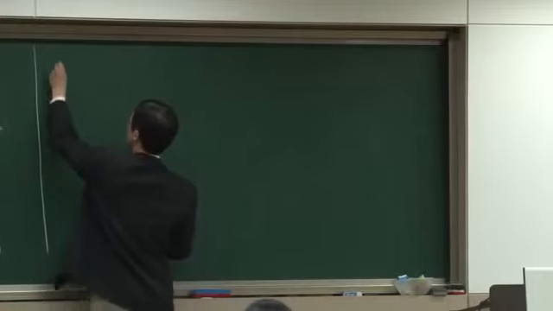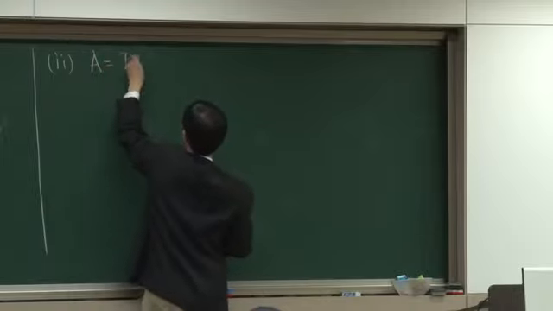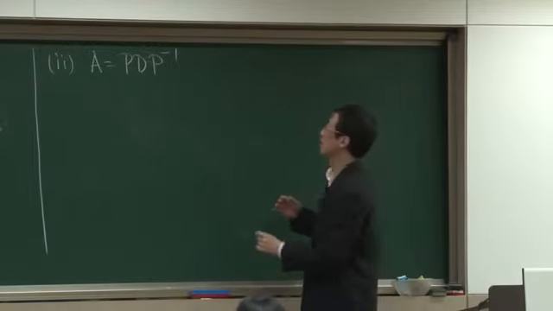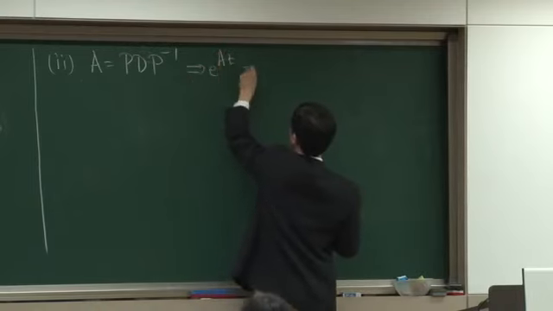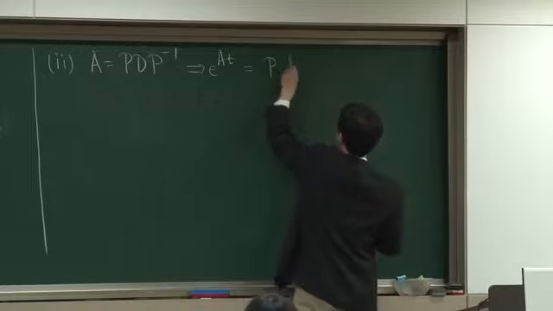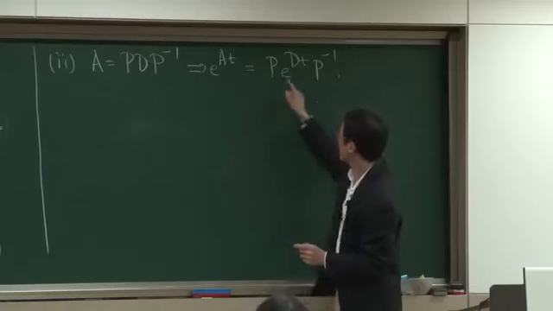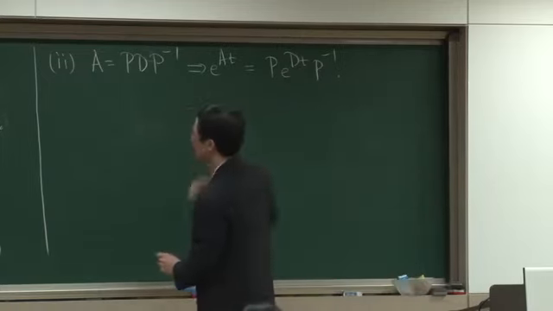So why is this useful? Well, if A can be written in the form P times D times P inverse, that is, A is diagonalizable in this form, then e to the At is simply P times e to the Dt times P inverse. We showed this, again, using the series definition of a matrix exponential. So with this result, it's quite easy to calculate e to the At, because e to the Dt is particularly easy to compute. So we showed that.